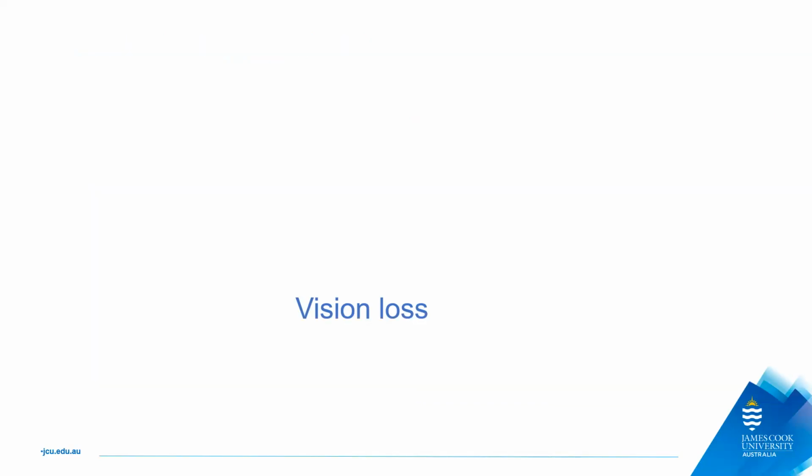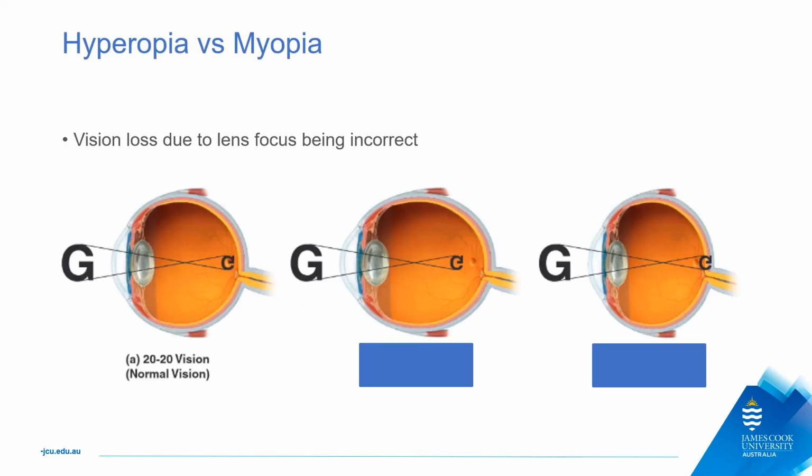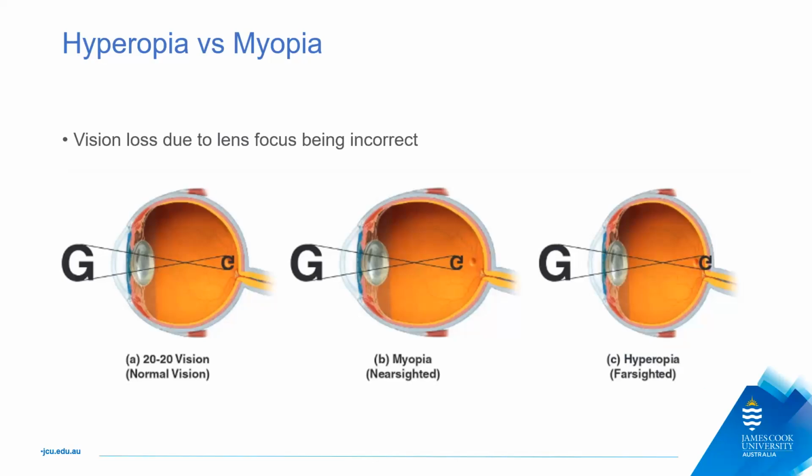All right, vision loss. On this slide, I just want to mention the most common cases of visual deficiencies. This is myopia, nearsightedness, versus hyperopia, farsightedness. Myopia is caused by elongation of the eyeball. Our eyeball is not really perfectly spherical, and for people with myopia like myself, it's elongated, unfortunately.